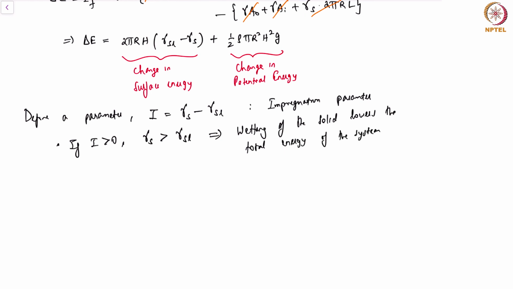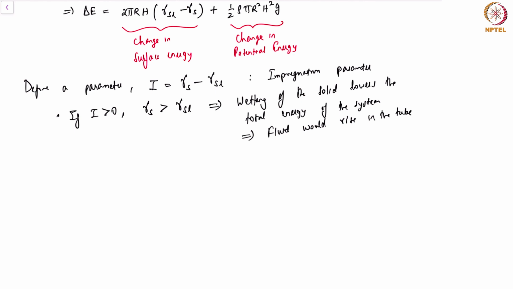And if this happens, fluid would rise in the tube, because the surface energy of the solid is more than the surface energy of the solid liquid interface. By the fluid penetrating, or impregnating, into the tube, it is replacing what was earlier gamma S times area with gamma SL times area. Therefore the overall surface energy is reduced, and fluid rising is favored. The reverse is true when I is less than 0: then the fluid tends to dip into the tube rather than rise up. Essentially, once we have this parameter, it's a useful one, and if you're looking at capillary rise in tubes, then I is positive.